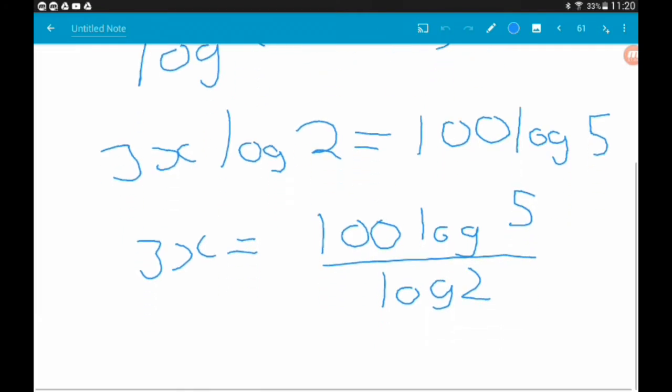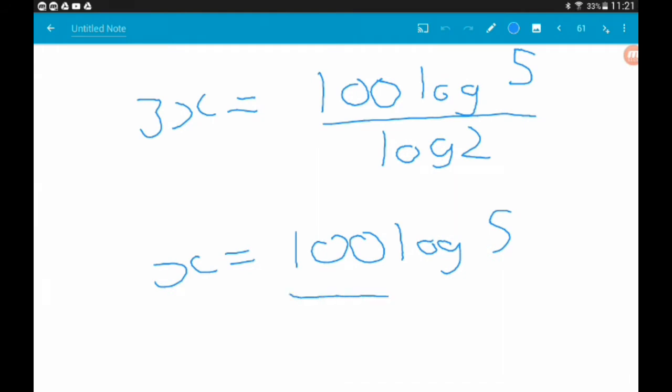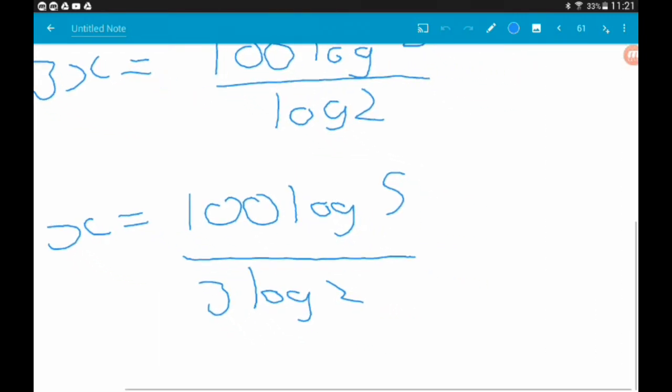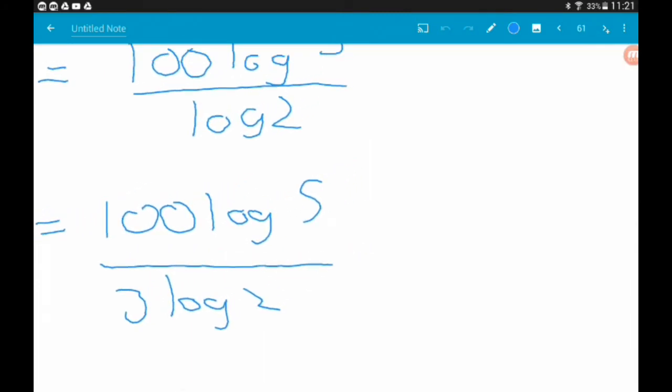And then we need to divide by the 3, so we get x equals 100 log 5 over 3 log 2, which again personally I would rather take the power in on the bottom just to clear up things on the calculator. So we could write this as 100 log 5.